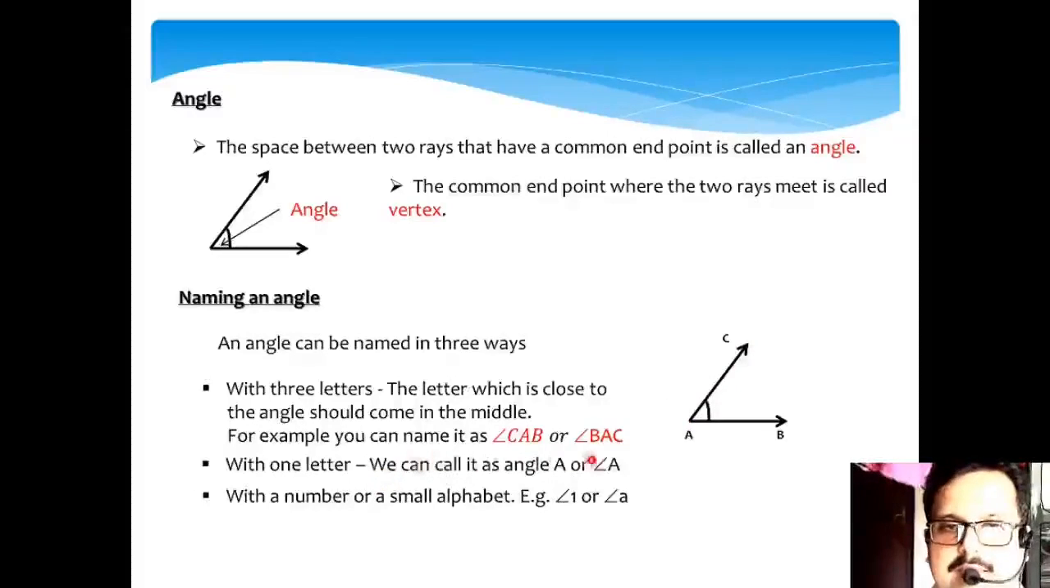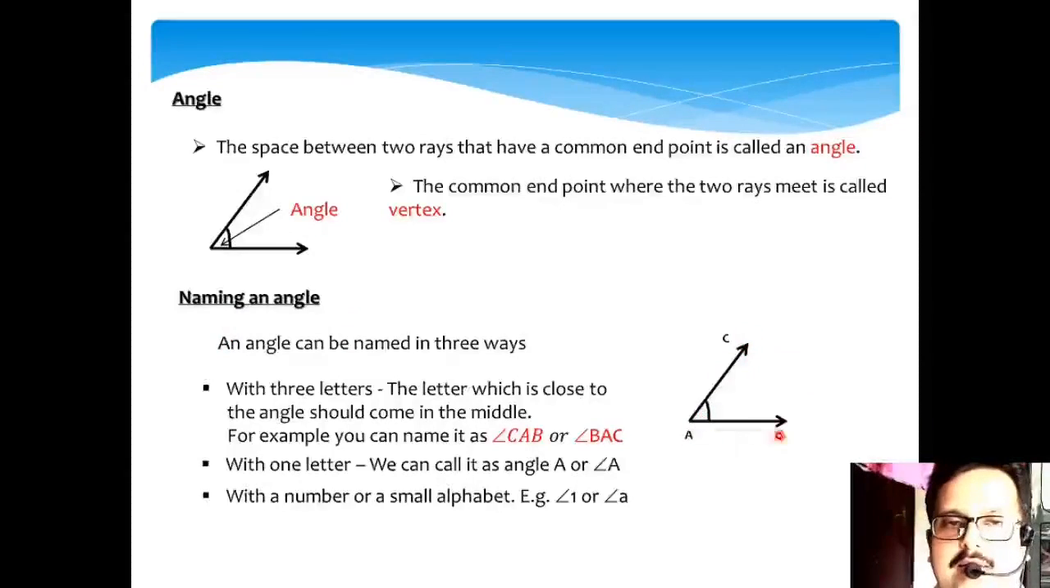Sometimes we represent the angle with using only one letter. You can directly call it angle A. Okay, if you are calling it like that, is also correct. Angle A only. Or you can give another name like angle 1, angle A, etc. Anything you can give here. So these are the three ways by which you name an angle. Okay, which are the three ways?